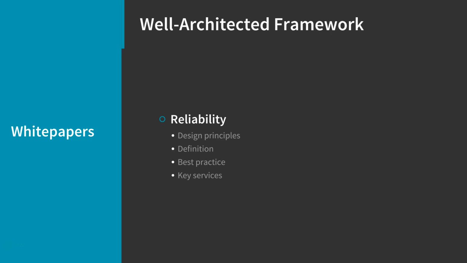The first design principle of the reliability pillar is test recovery procedures. In an on-premises environment, testing is often conducted to prove the system works in a particular scenario. Testing is not typically used to validate recovery strategies. In the cloud, you can test how your system fails, and you can validate your recovery procedures. You can use automation to simulate different failures or to recreate scenarios that led to failures before. This exposes failure pathways that you can test and rectify before a real failure scenario, reducing the risk of components failing that have not been tested before.